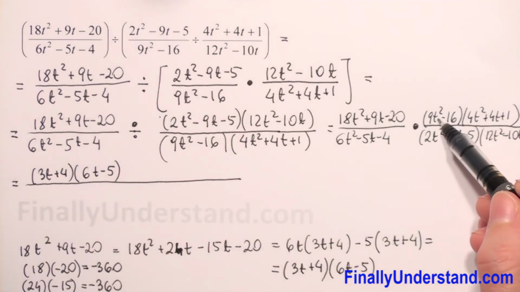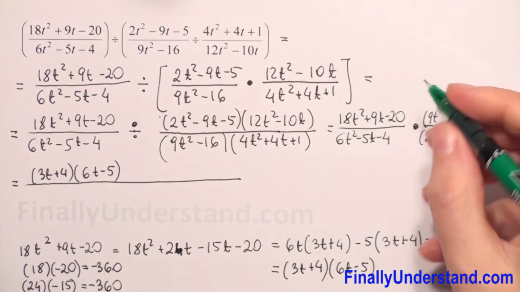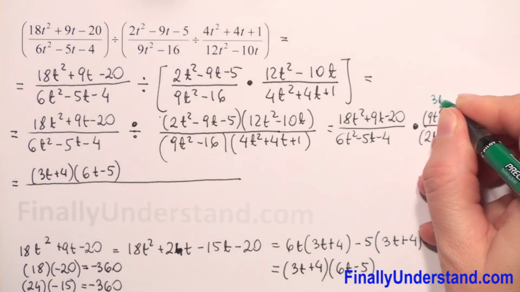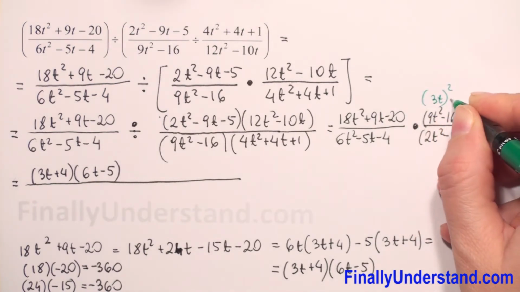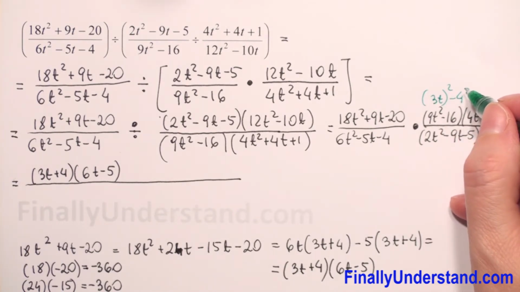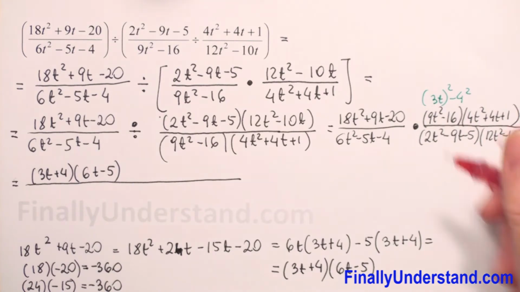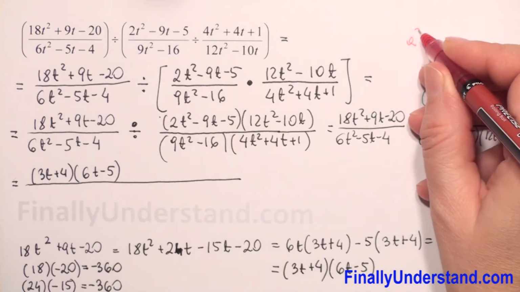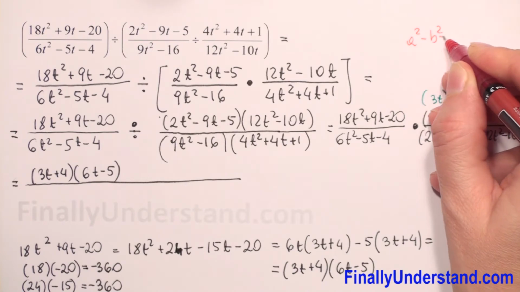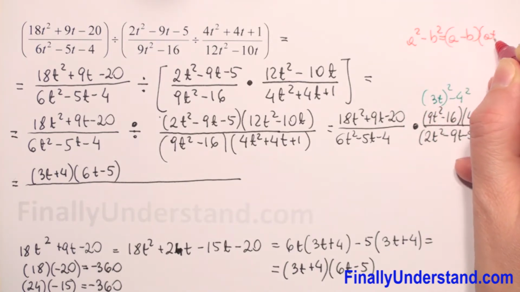we have 9t squared minus 16. I can rewrite that this is 3t to second power minus 4 to second power, so we have a difference of two perfect squares. Let me remind you formula. When we have a squared minus b squared, this is equal a minus b times a plus b.